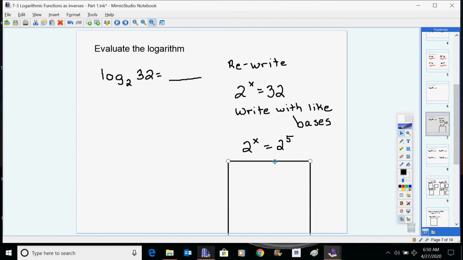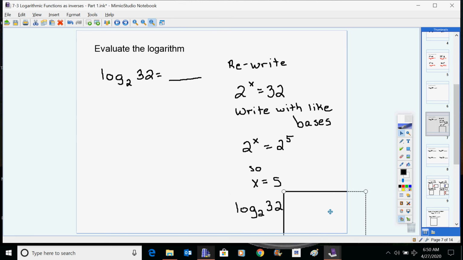So since we have 2 to the x power and we have 2 to the 5th power, you're just having 2 to the same power. That means that x equals 5. Hopefully that makes sense. So the way your answer would look would be log base 2 of 32 equals 5. Your answer here would just be a 5. It's not going to let me write it, but that's okay. I can copy it and paste it. So here's our log base 2 of 32 equals 5.